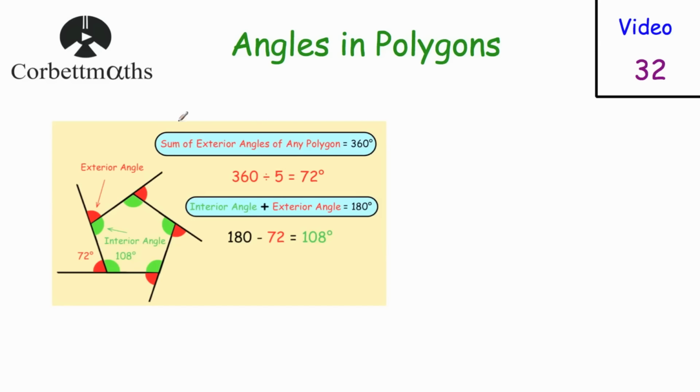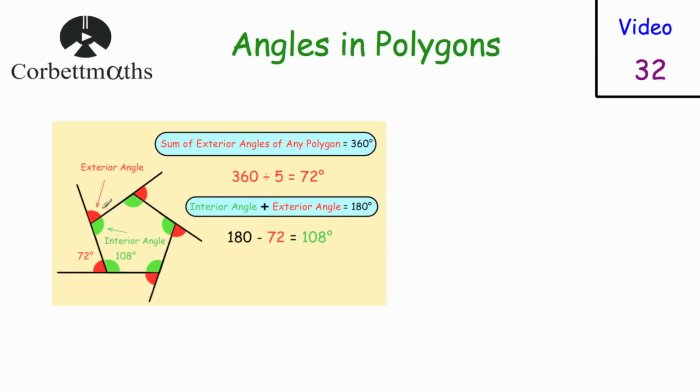Now there's some other rules with polygons, and they are the exterior angles. So if you've got the interior angle and you carry on that straight line, the angle between the polygon and that straight line is what we call the exterior angle. And I've marked them all on this diagram in red. So all of these red angles are exterior angles.